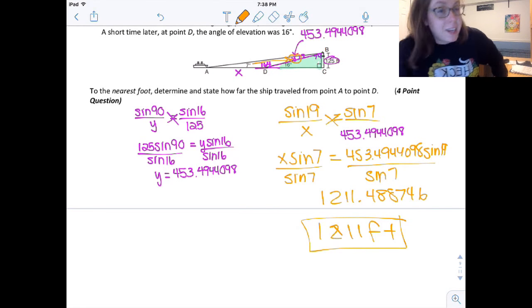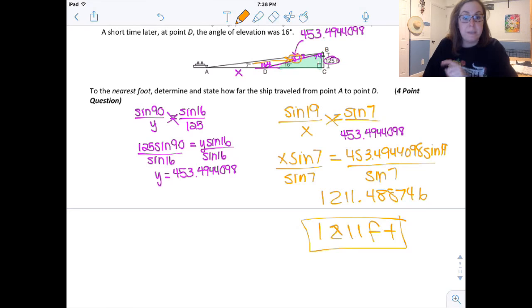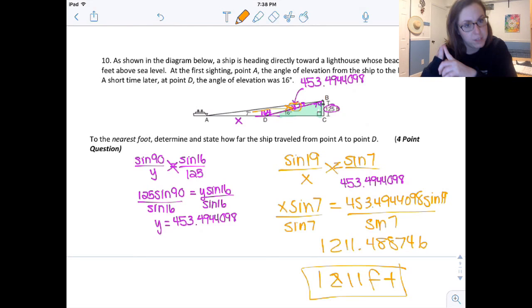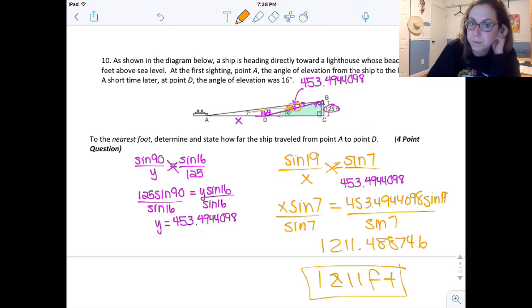Now, I believe that I have a couple videos just about these that I will link in the down bar below, okay? We did a lot of these where we had the double trig, and all you want to do is make sure you find all missing angles, find the shared side, and go from there.